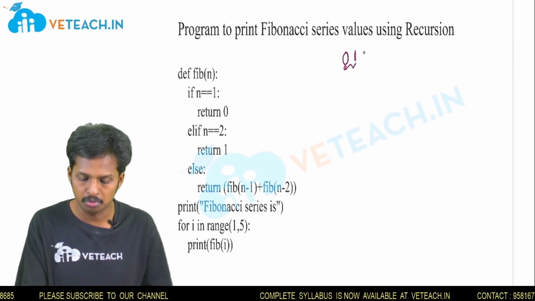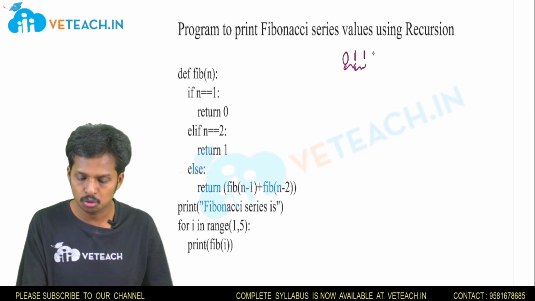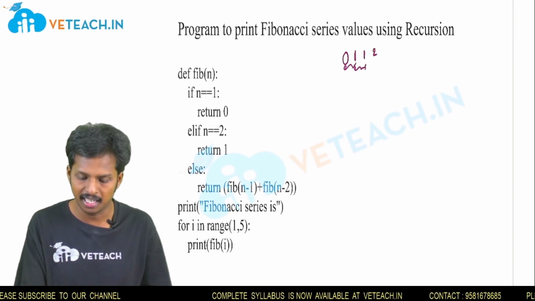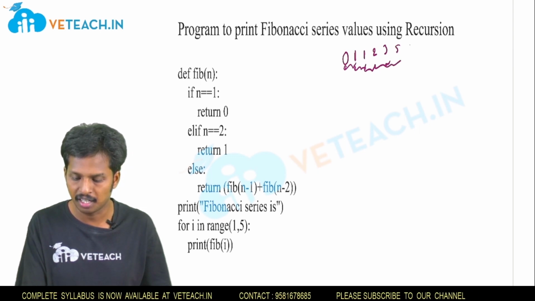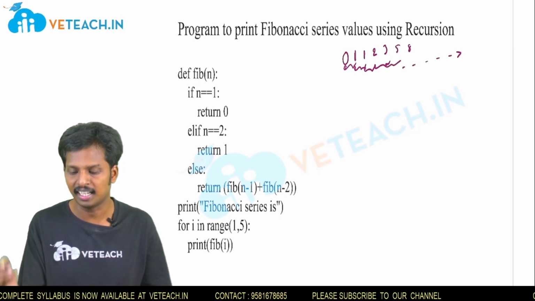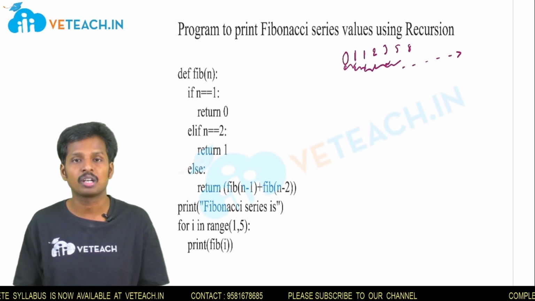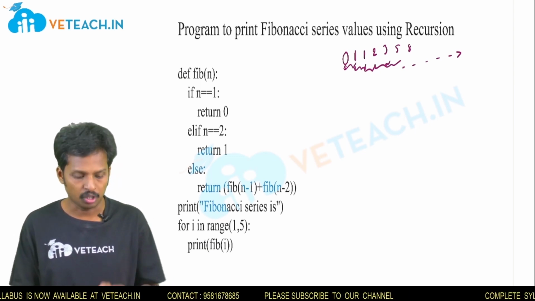When I add these two numbers, I will get 1. When I add these two numbers, I will get the next number. When I add 1 and 2, I get 3. 2 and 3, we get 5. 3 and 5, 8. So in this process, I can get any number of values in the Fibonacci sequence. So let's see the program for this.